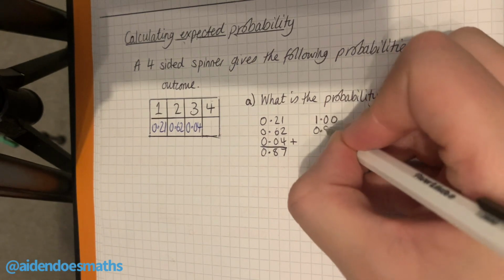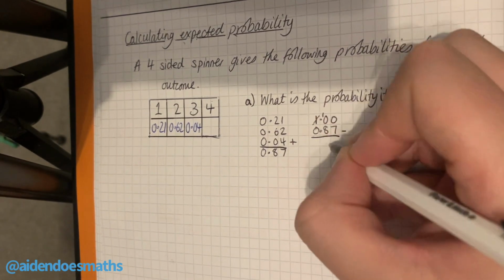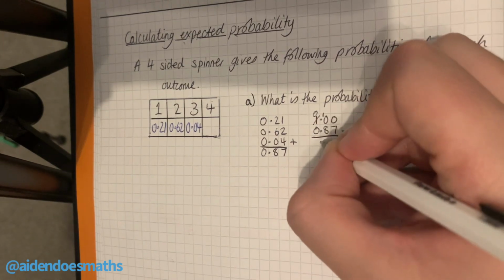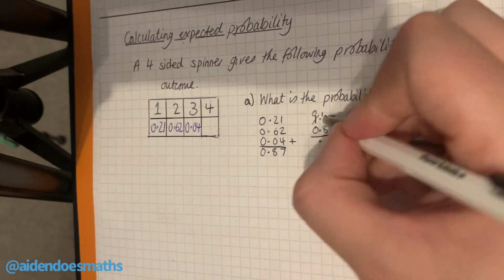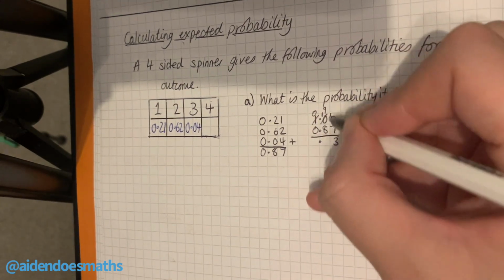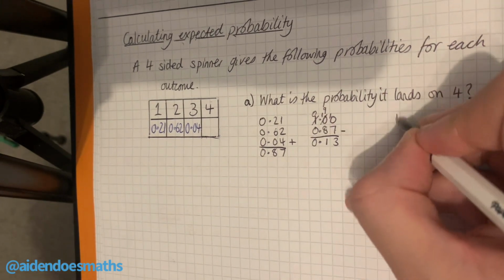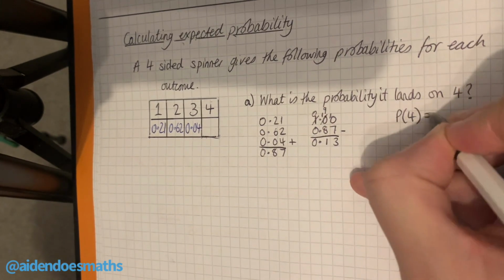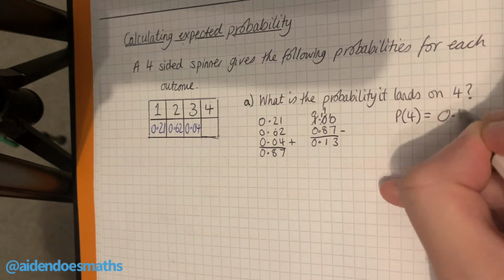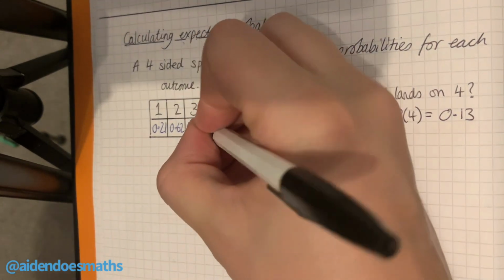So our next step, and we're going to use 1.00 because we're using 2 decimal places here, we're going to do our column subtraction in order to work out what this final probability would be. So we've got 10 take away 7, 9 take away 8, and then 0 take away 0. So our probability of a 4, and we're going to write it like this, because that means probability of 4, is 0.13. And if you like to, you could fill that in your table as well.